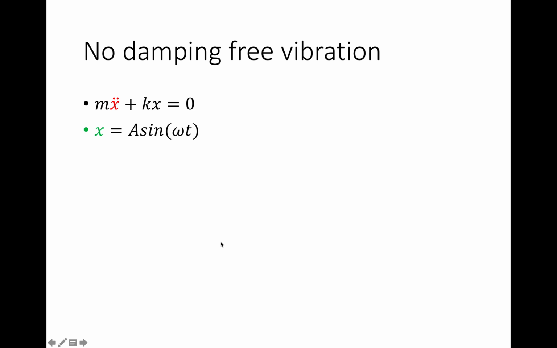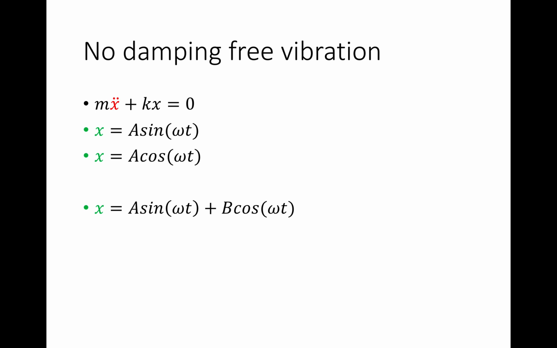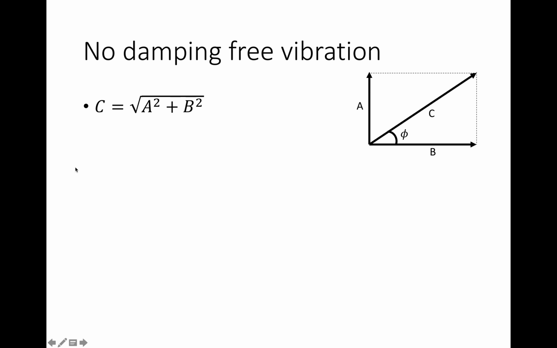X can be both sine or cosine. So a more general possible resolution for x should be a combination of sine and cosine. Thus, we consider A and B looking like this, so there will be a value C that can be defined as the square root of A squared plus B squared.